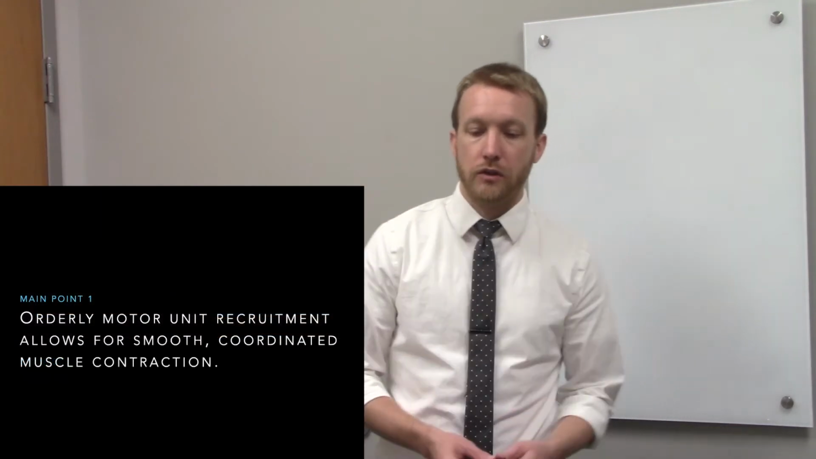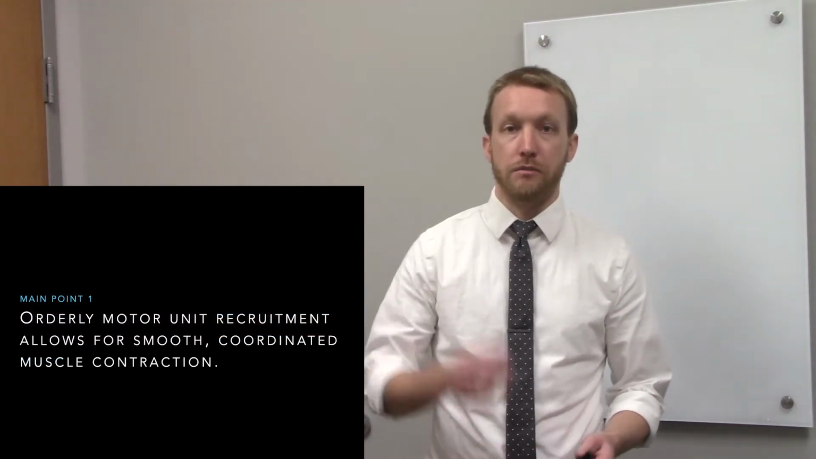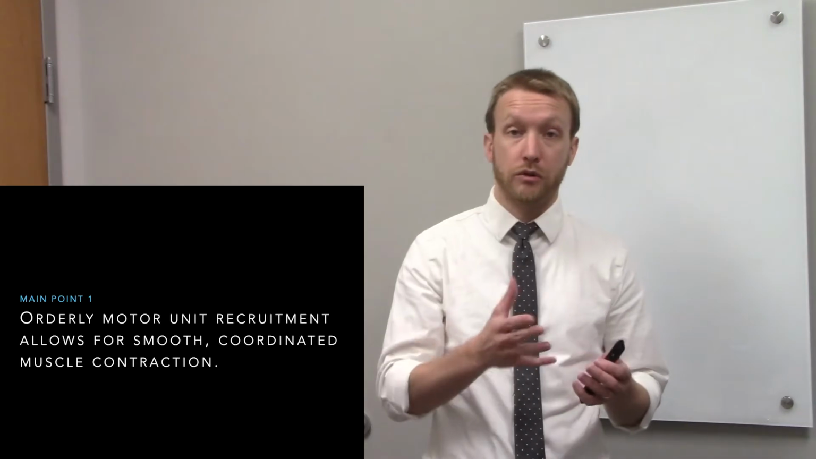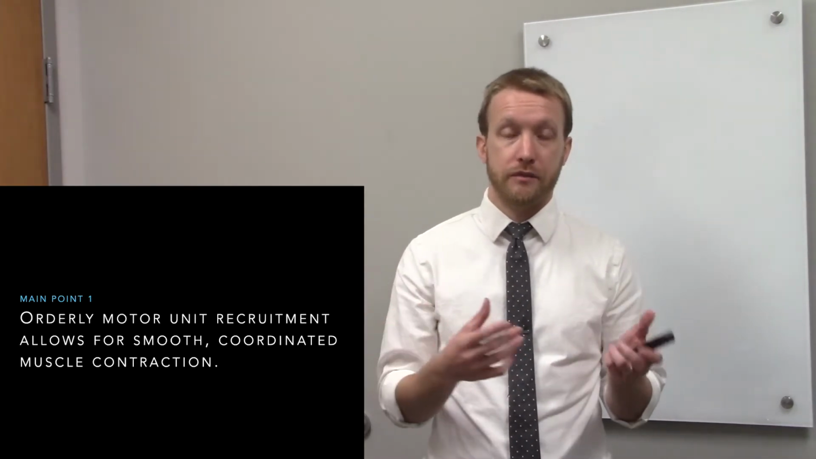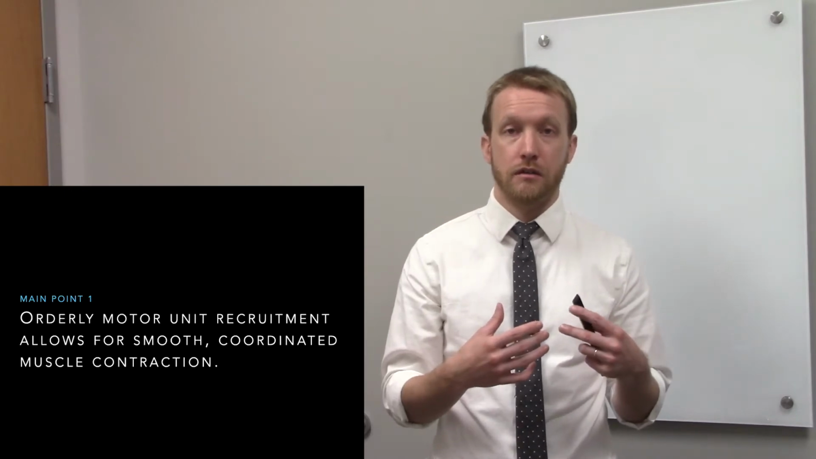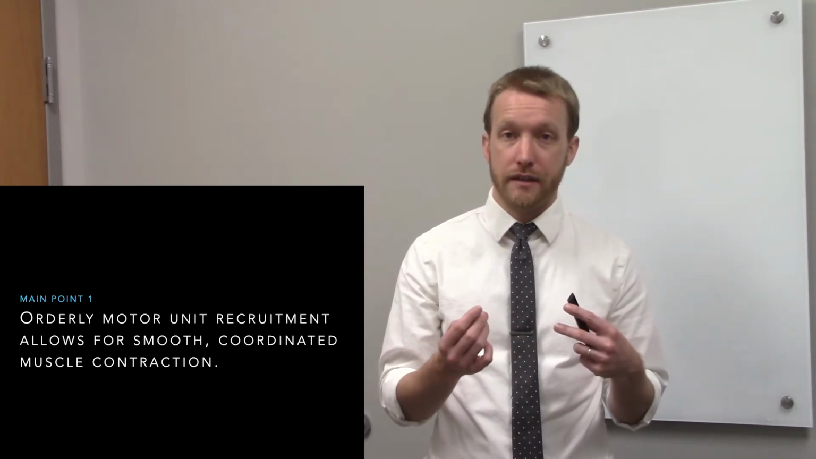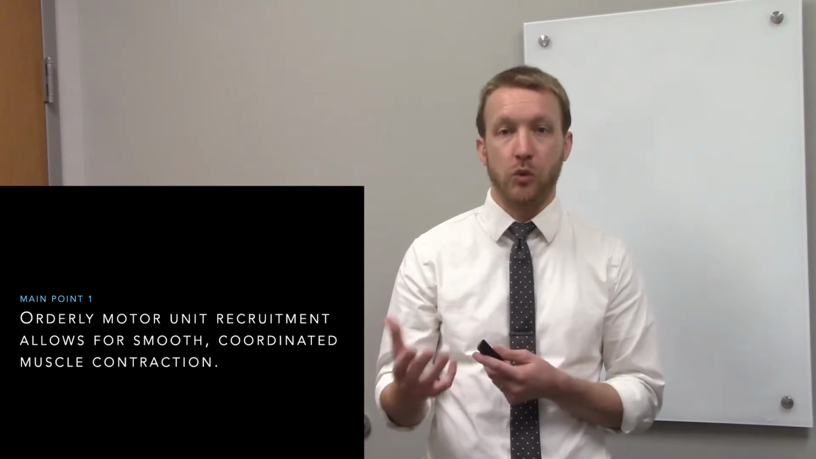So the first concept that we need to go through is that of the motor unit. And a motor unit is just a motor neuron and all the muscle fibers that it innervates. Motor units come in different sizes depending on the fineness of movement required and the amount of force that's required.